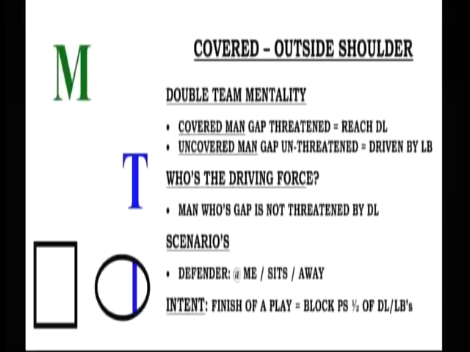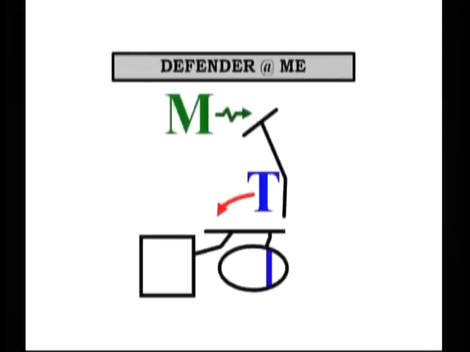If the defender sits, in all of our zone blocking game, I still want to try and reach it. If I can't reach it, I'm going to push it back over to his lap. If the defender goes away, I'm going to snap opposite and climb. The intent is at the finish of the play, both of us are blocking the play side half of either the defensive lineman or the linebacker. Each one of us will end up in a one-on-one block.